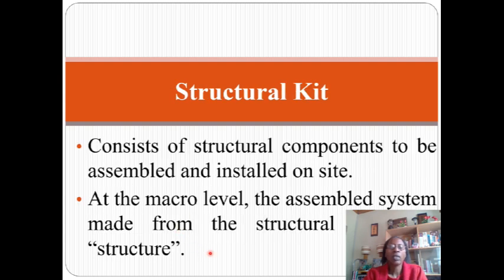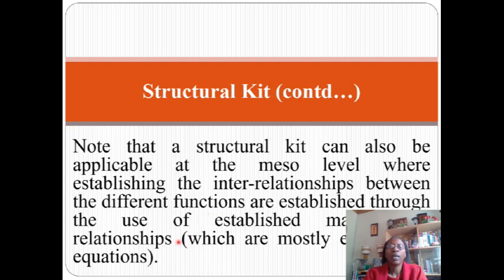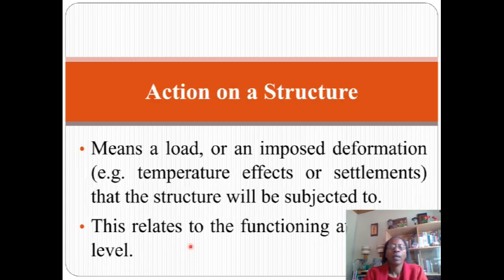What is a structural kit? On the other hand, it consists of structural components to be assembled and installed on site. At the macro level, the assembly system is made from the structure itself. The kit can also be applicable at the meso level. So at both meso and macro levels, there are interrelationships.